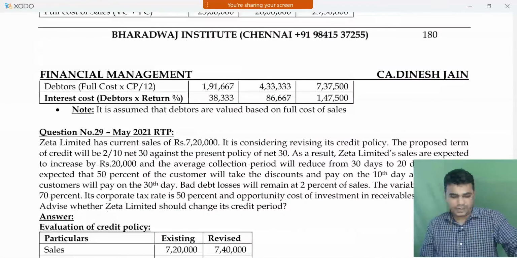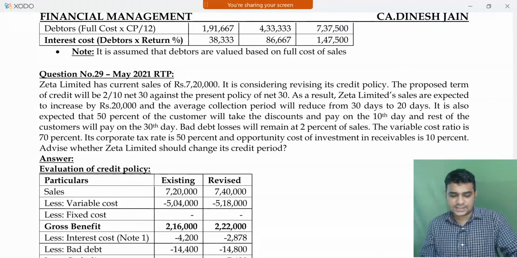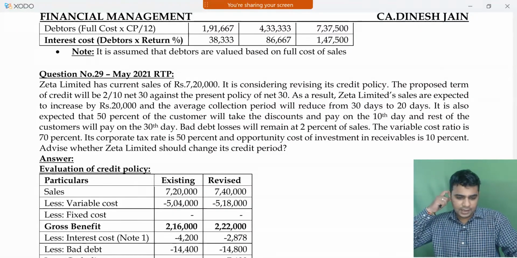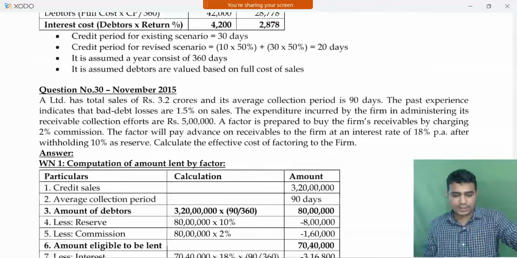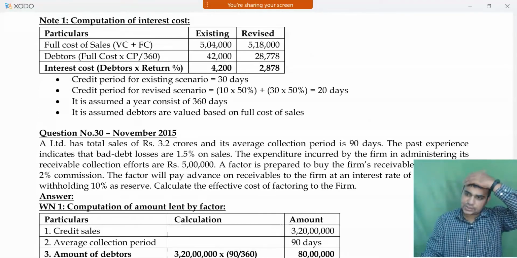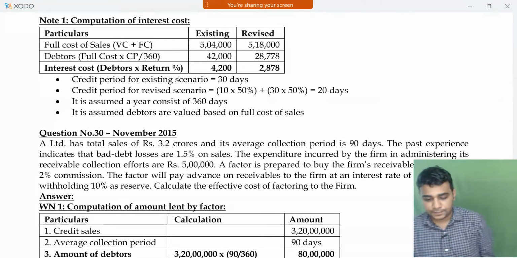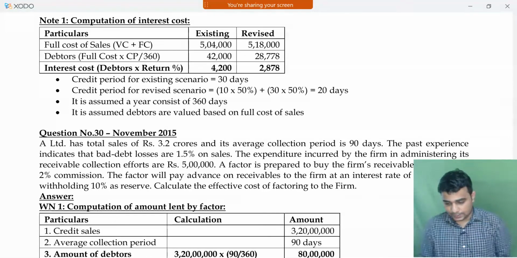No, I think every question has given the collection period data. I think there was one problem, but I don't think I have it in this. In my regular material, I think I have one question. Let's come to question 30. This is on factoring. I'll move to factoring now, go through question 30.